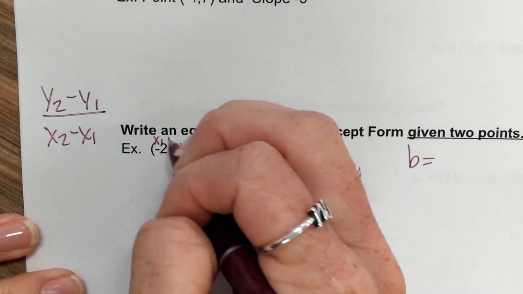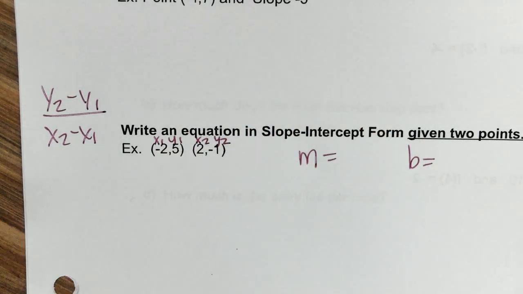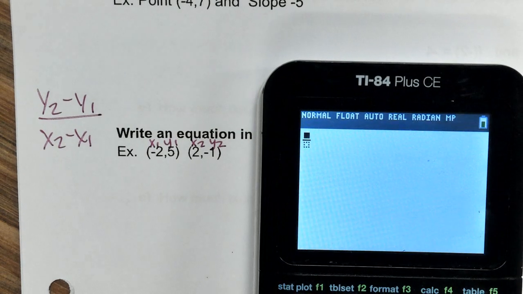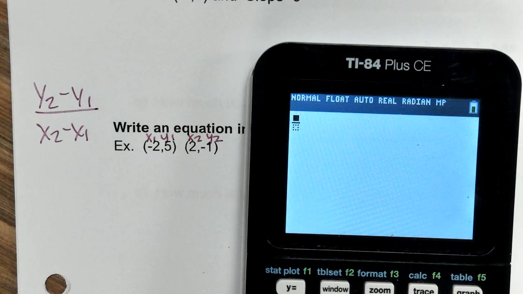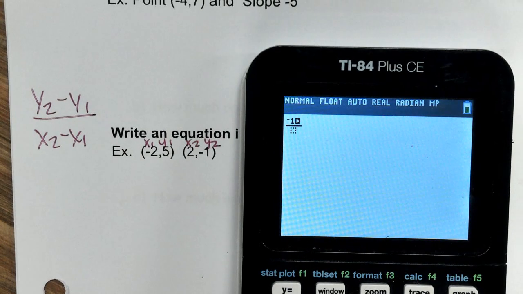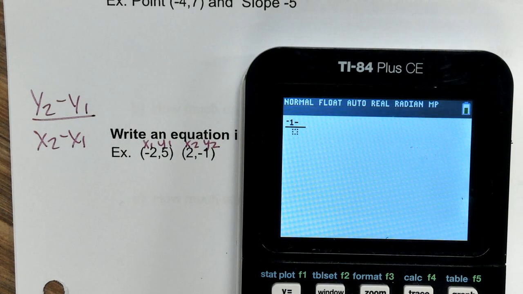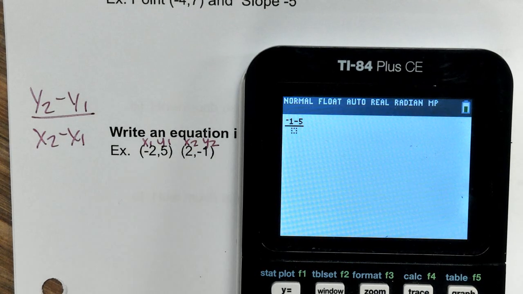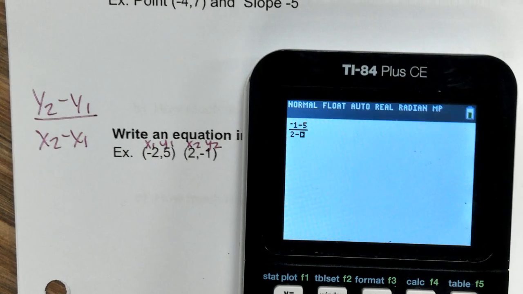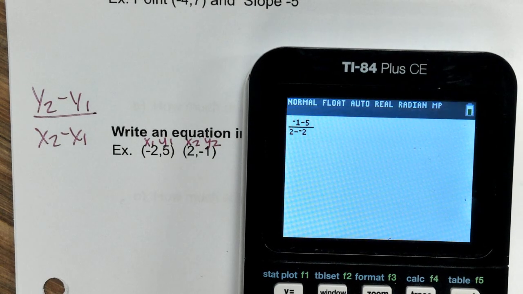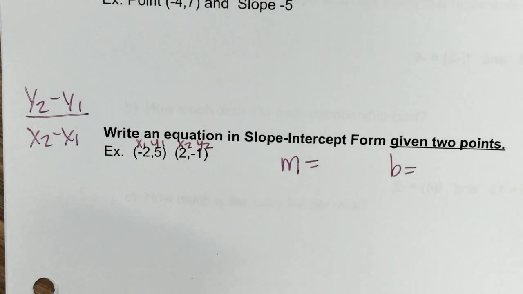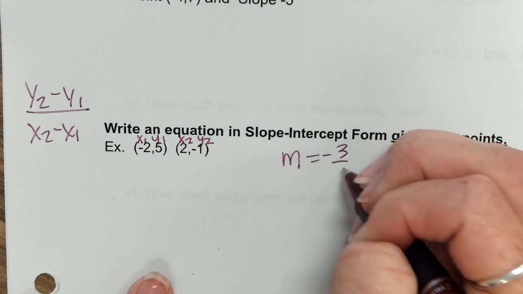So this is x1, y1, x2, y2. You can blatantly put this in your calculator under alpha Y equals. So if I go to alpha Y equals, I will put in, somebody tell me what to put in. -1 minus 5 over, perfect, under 2 minus -2. What is the slope? -3/2. And leave it as -3/2. It is not going to be a problem.